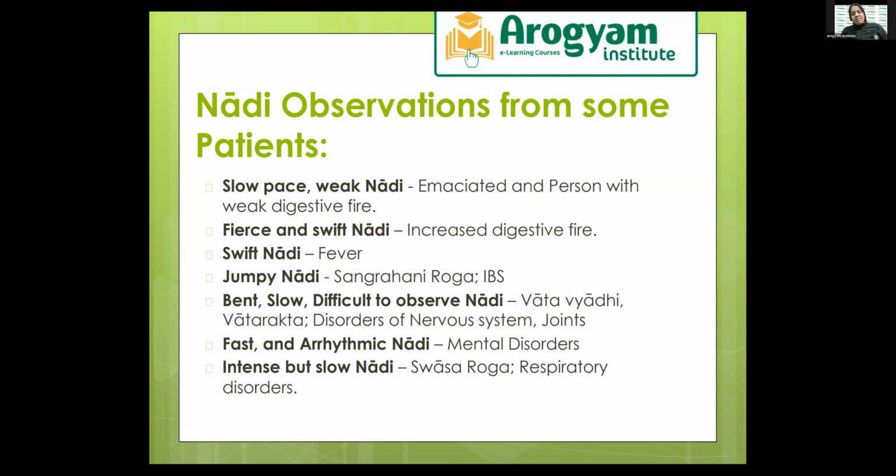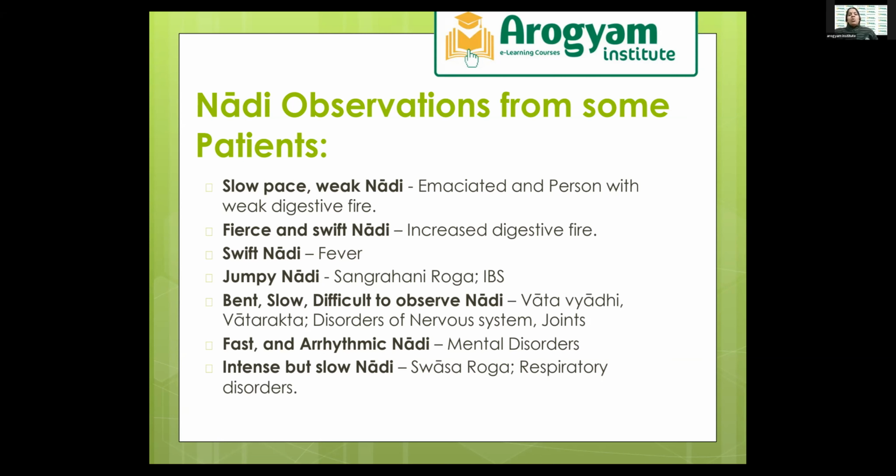Increased Agni. Swift nadi is generally seen in fever. Then jumpy nadi, too much of jumpy, shows irregular nature of Agni. So Sangrahini type of disease is indicated here. I mean, it is pointing towards that. That is IBS, irritable bowel syndrome.